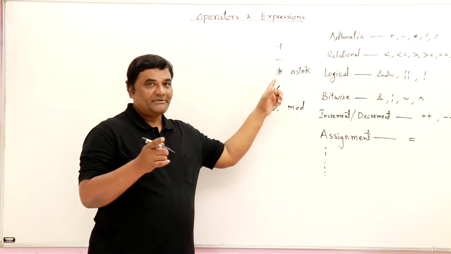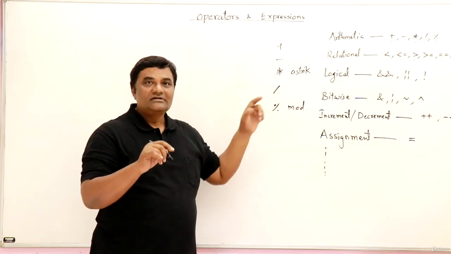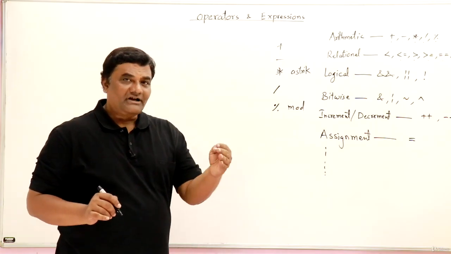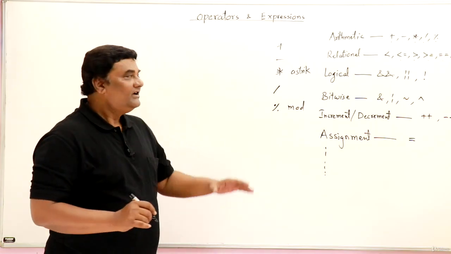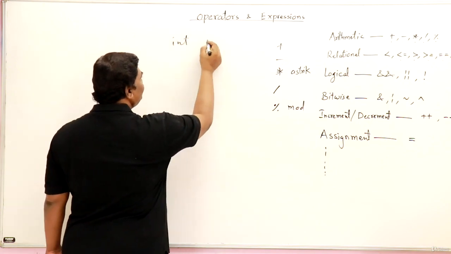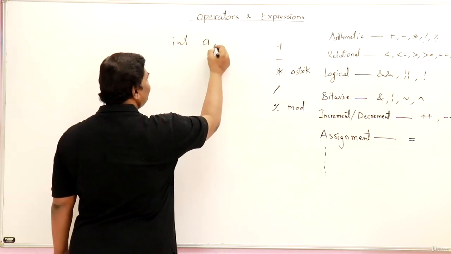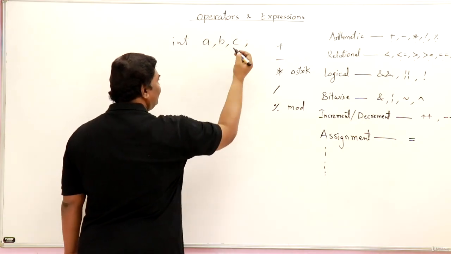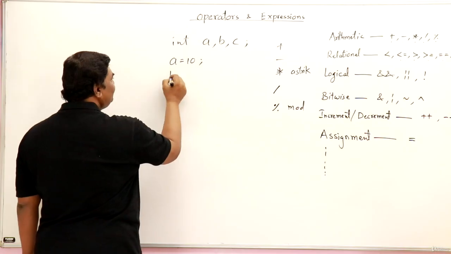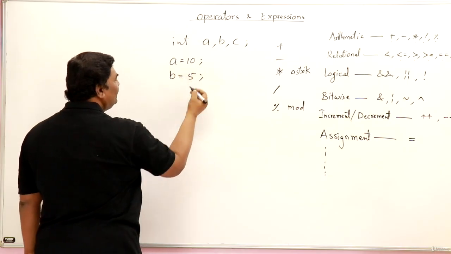See, they are meant for performing operations on data. So first of all, you should have data. Where do you keep data in your program? In variables. So let me take some variables. I'm not writing a complete program, I am just showing you here. I have two variables, A, B, as well as C. Now A has value 10 and B has value, suppose, 5.